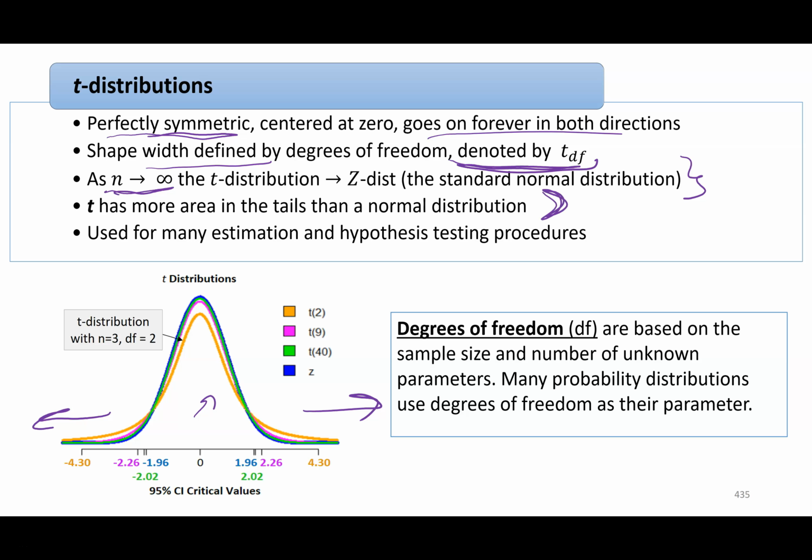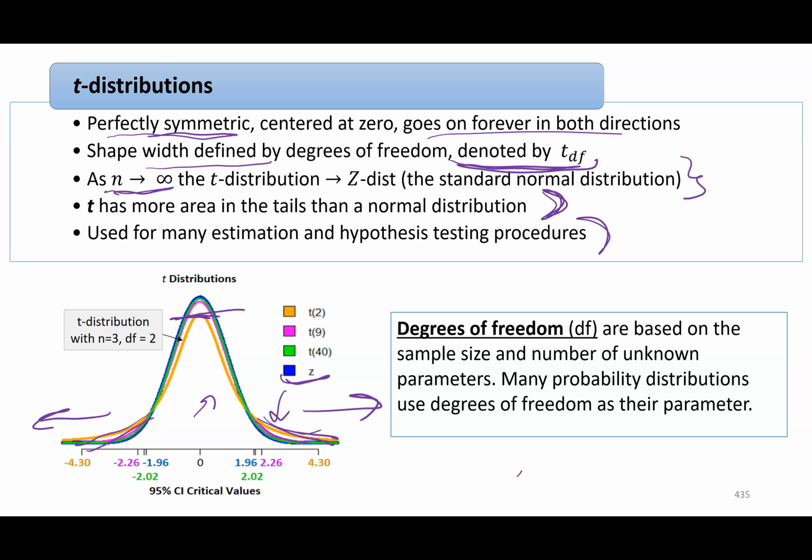The way I learned it is the t-distribution has fatter tails, so it has thicker tails. Here the z is this blue. You can see there's more area in the tails here, which means it's a little bit shorter in the middle. And we use this for a lot of estimation and hypothesis procedures.